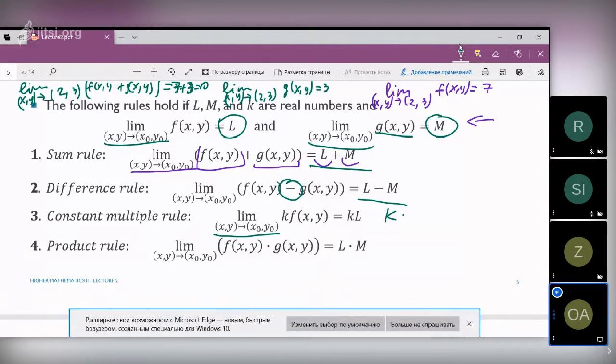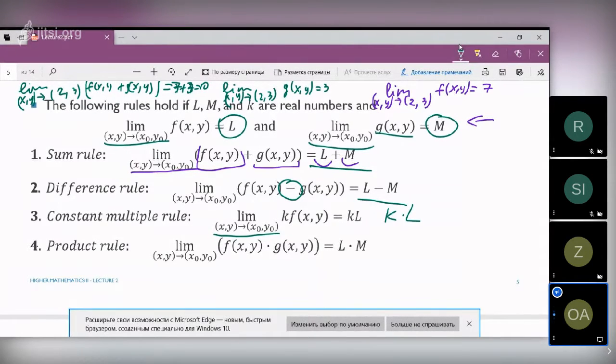When calculating this, first of all, we have to write k because it's a constant number, times the limit of f(x, y). The limit is L. So first we write the constant number, times the limit.